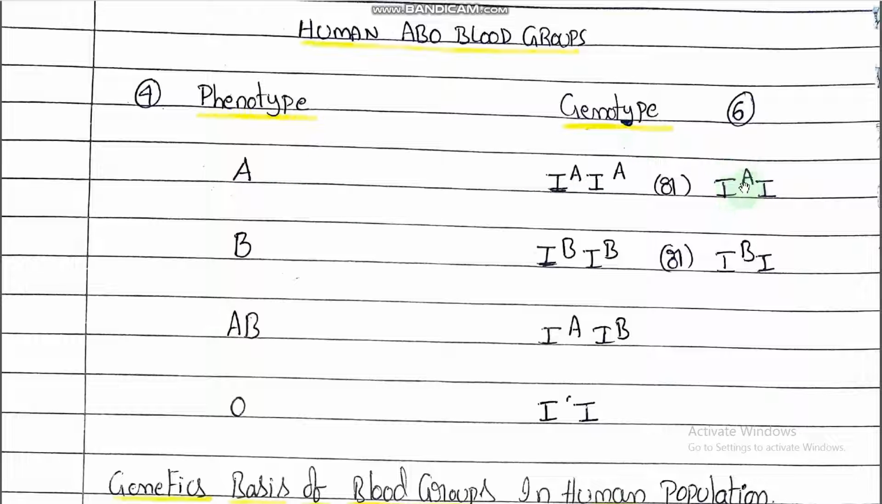Why? IA is dominant and small i is recessive. So in this case, A is the only one expressed. A antigen only expressed means that is A blood group. You got it or not? Right. And B blood group, same.